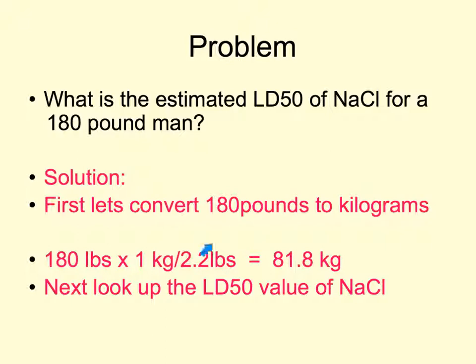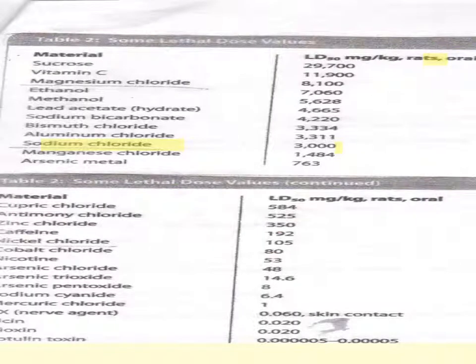This lets us cancel out our pounds. In other words, we've taken the 180 and we've divided it by 2.2, and so we get the individual is 81.8 kilograms. Next, we need to look up the LD50 value of sodium chloride. This means that we need to look at a chart. Here we have a typical chart of some of the lethal dose values of various substances. Now notice I've underlined and highlighted sodium chloride, and it has an LD50 value of 3,000.